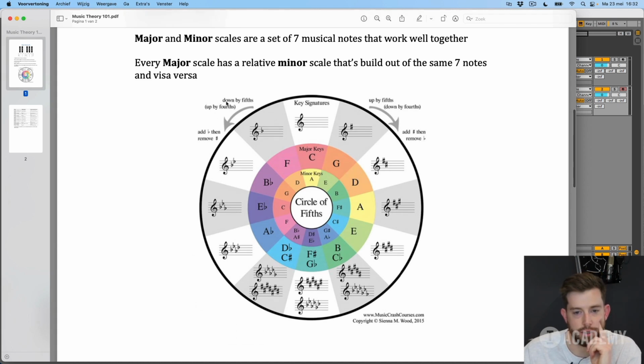There is this circle of fifths, which is nice. So you can see C major has the same notes as A minor, G major, E minor. And why we want to know this is because if we're using samples, and let's say we're writing a piece of music in A minor, we can also use C major samples. Usually they will work together because they're built up from the same notes.